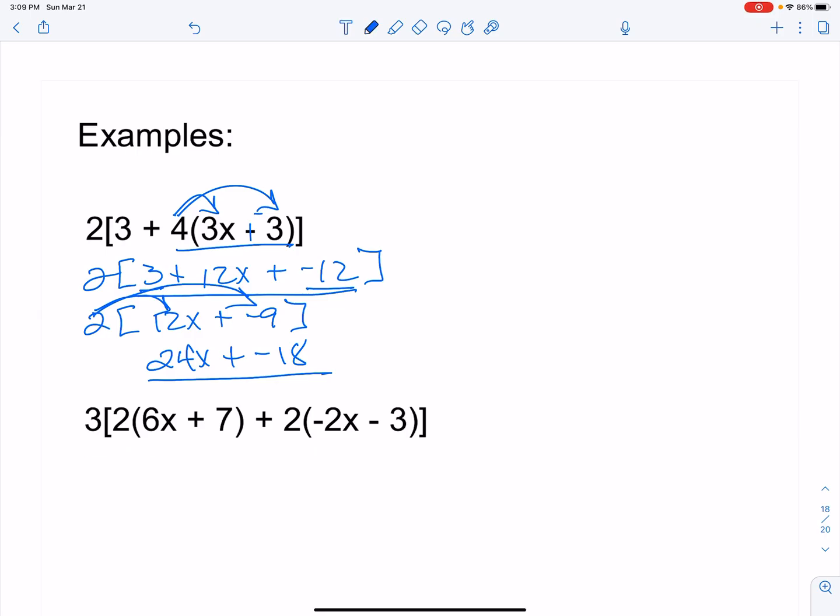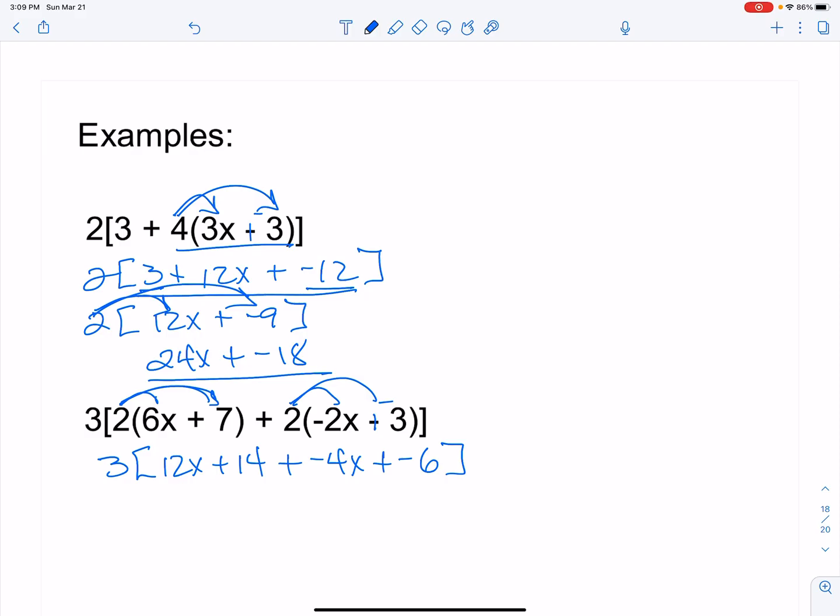So the first thing that we're going to do is look for any minus that I could change. So I do see one here at the end, so I'm going to change the subtraction to addition, the 3 to its opposite. Now I'm going to begin using the distributive property. So I'm going to take this 3 and just write it down in the bracket. And then I'm going to start passing out the 2. So 2 times 6x will give me 12x. Plus 2 times 7 gives me 14. Plus, and then I pass this 2 out to this set. So 2 times negative 2x gives me negative 4x. Plus 2 times negative 3 gives me negative 6.